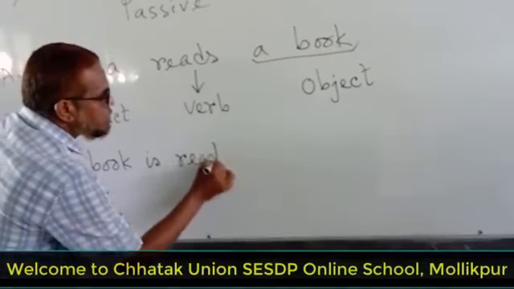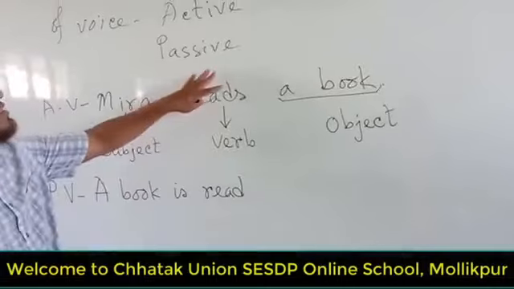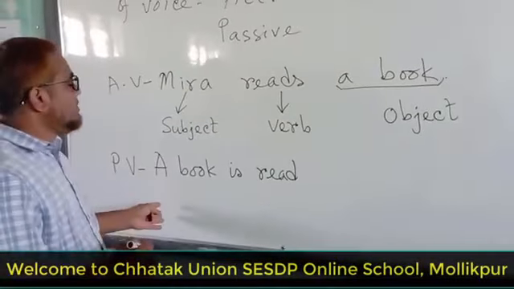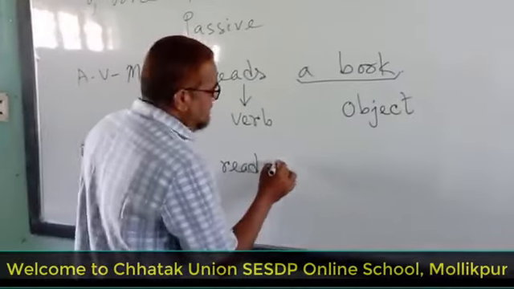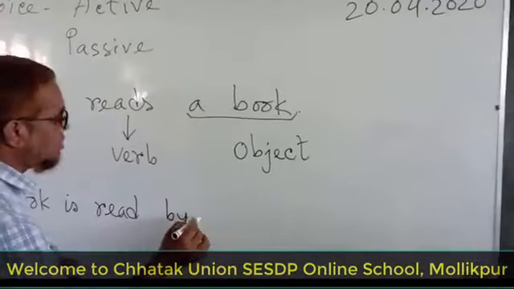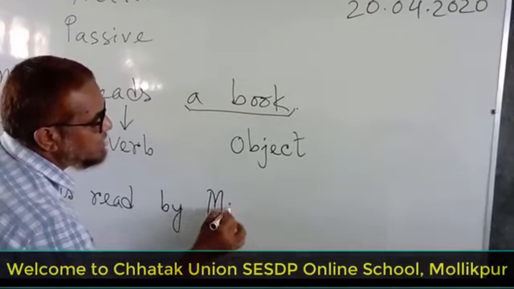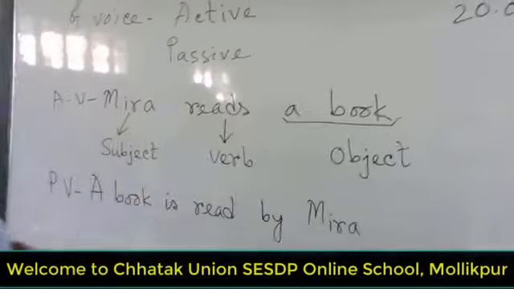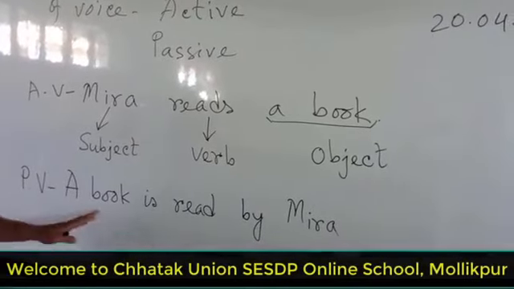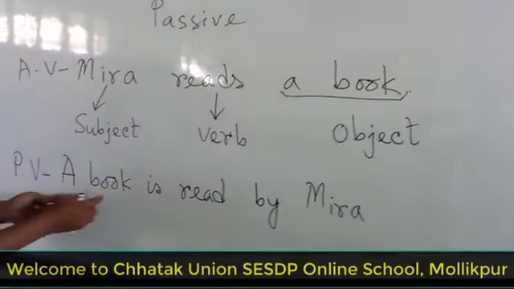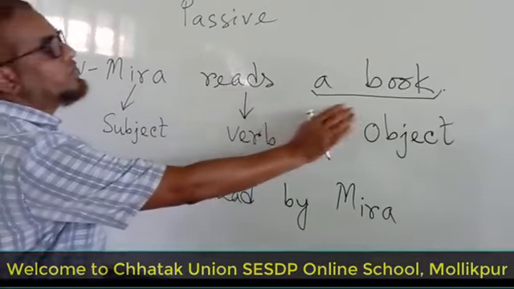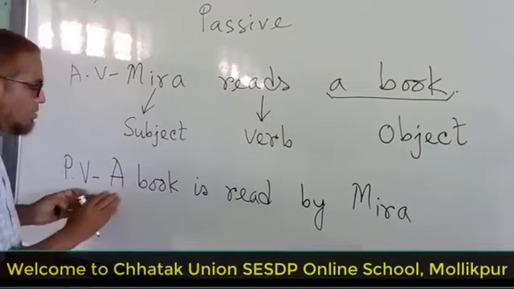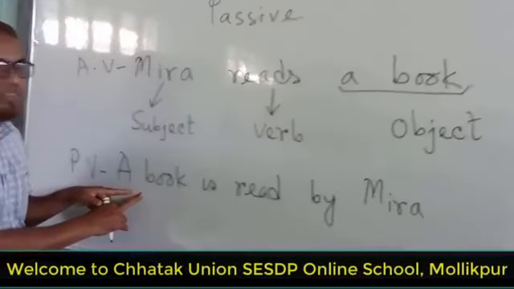There will be the past participle of the verb in the passive sentence. Is read, then a preposition by, and Mira, the name, will go to the last side after by. A book is read by Mira. Follow, a book was the object of active voice. It comes here in passive voice.